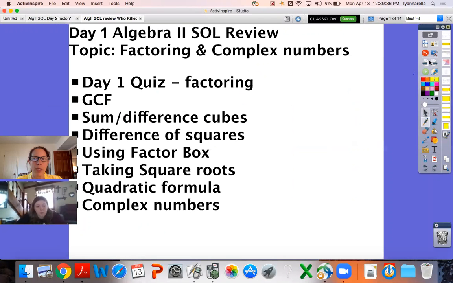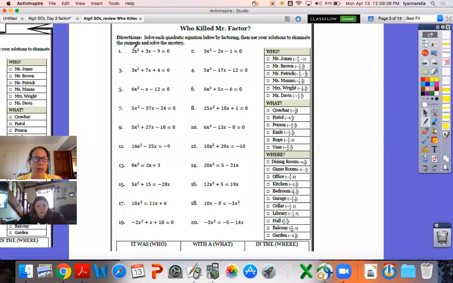So there's 20 of these guys, and you're going to do 10 of them with a factor box and 10 of them with Desmos. And I'm going to let you choose which ones, but whichever ones you do with a factor box, you have to upload that work to Google Classroom because that's part of your homework.